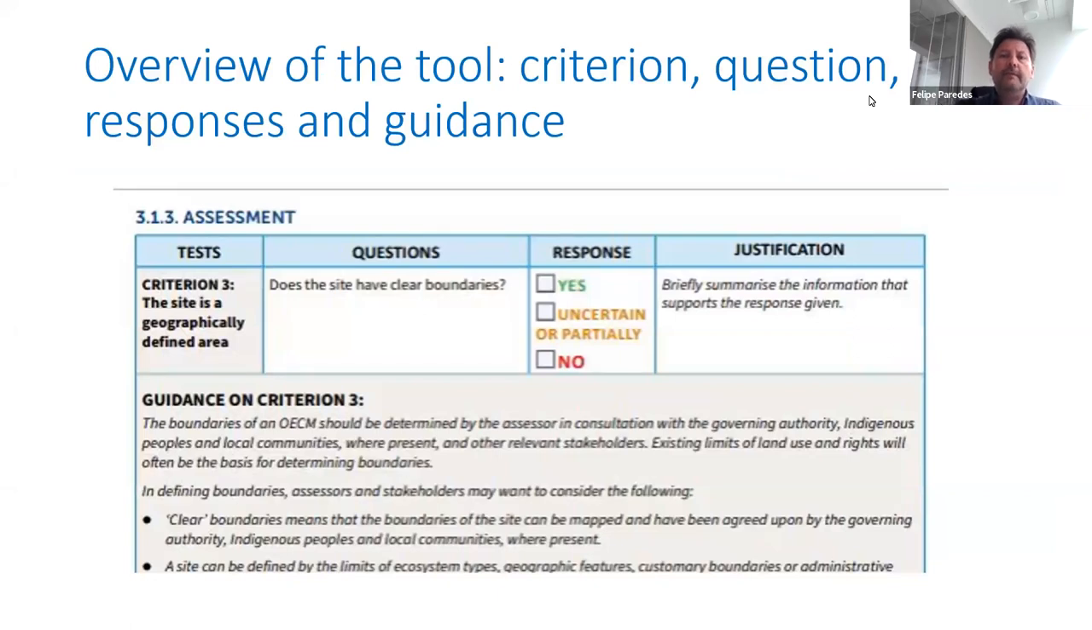Thank you. So the general structure and content of the guide, the tool, is divided into different tables. It's very user friendly, and each table includes the criterion that we're trying to answer for each of the sites, and then there are questions that you have to answer. The answer has to be kind of simple: yes, no, uncertain, or partially. So there are three options for each of the questions, and there's space for writing down the justification of your response.